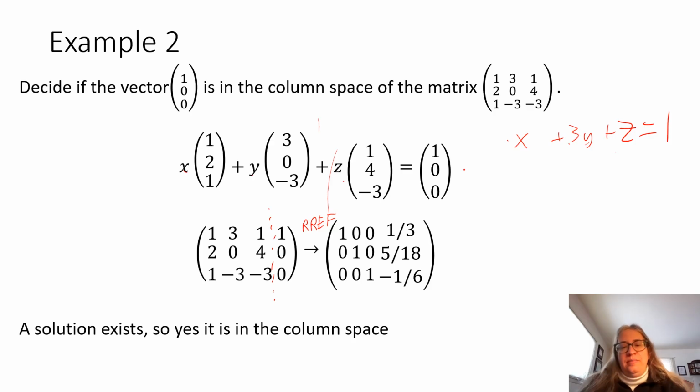If you're wondering how I'm seeing that a solution exists, remember I have sort of a dotted line here, thinking about how do I turn this back into equations. And so my first equation is x equals 1/3, second equation y equals 5/18, and third equation z equals -1/6. So there's my solution. So it definitely exists right there.